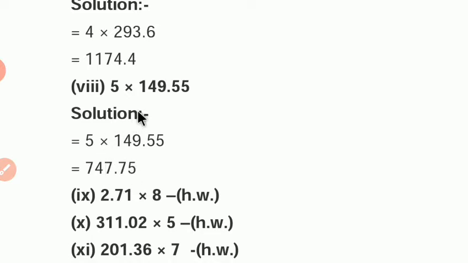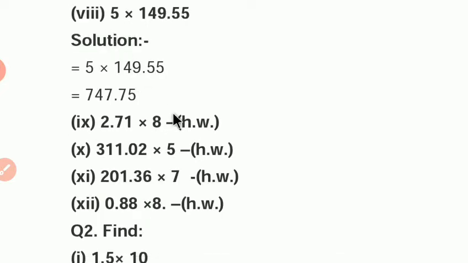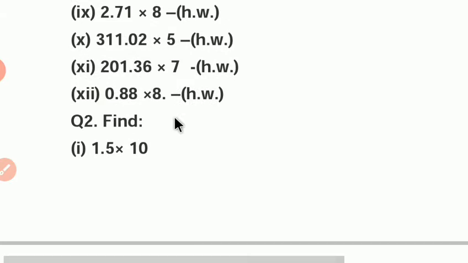Here you can see 5 into 149.55. If you multiply this, you'll get 74,775. Now how many digits are given after the decimal? 1, 2. It means in the answer also from the back we have to count 2 digits. 1, 2. So the answer is 747.75. Same for 9, 10, 11th and 12th. These questions are like the previous ones which we have solved now, and these are left for you as your homework. I hope you have understood these questions.